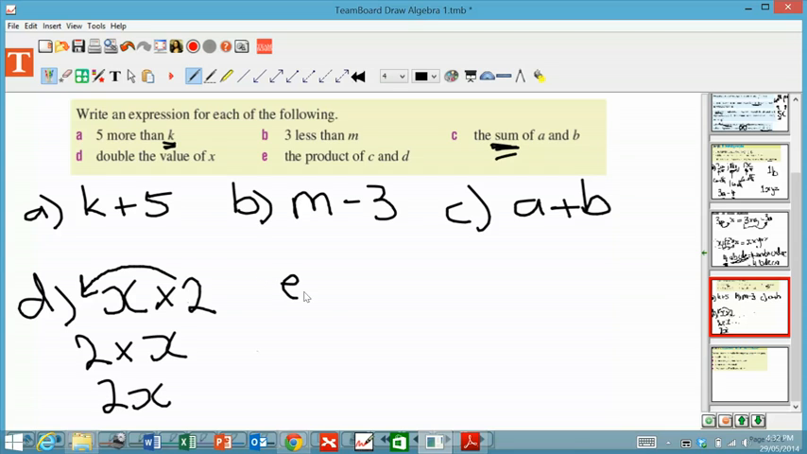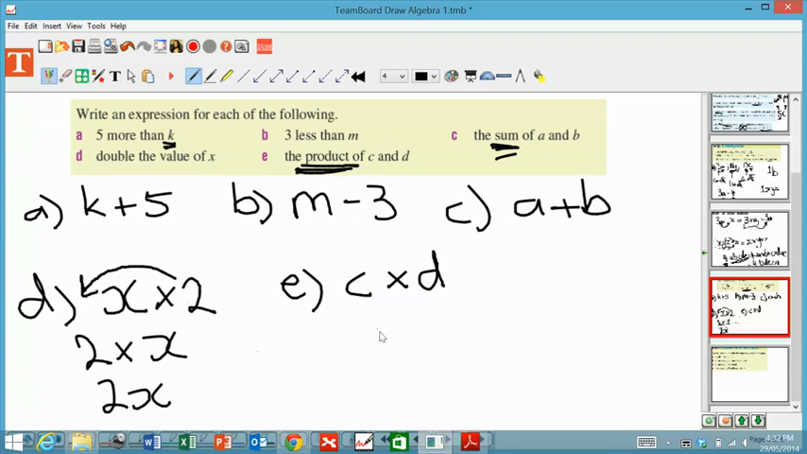E, the product of C and D. So what does the product mean? You've got to know your mathematical language here. Product. Help me out. What does it mean? Okay, hopefully you said times, multiplication. So the product of C and D is C times D.